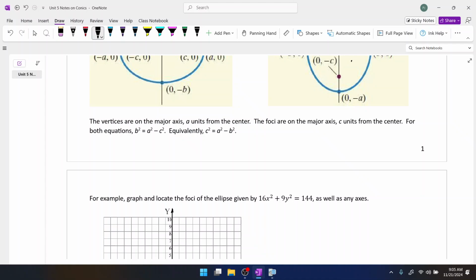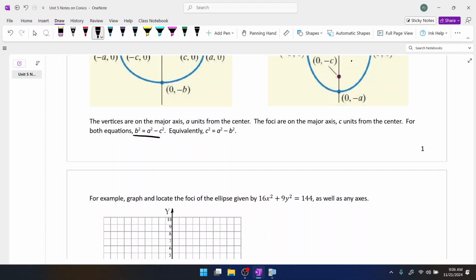Now, here's the thing. This is one of the other reasons why I make this a take-home test. Because the equations for the foci do change with all of our conic sections. So, in other words, it's not that consistent. It's not very consistent, so to speak. So, the foci will go on the major axis, C units from the center. So the other point of an ellipse is the other side has to equal 1.